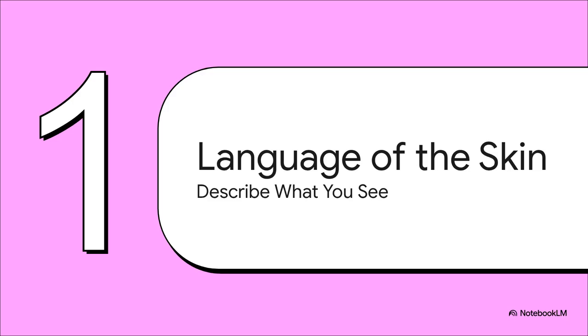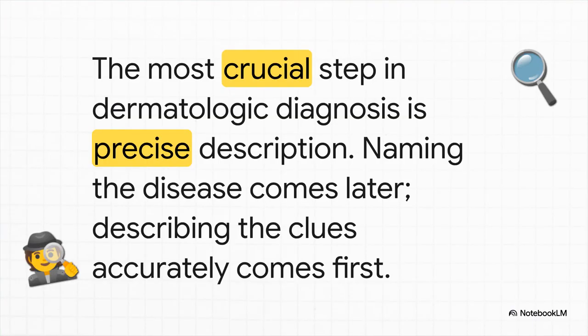You can't name a disease if you can't even describe what you're looking at, right? So it all starts right here with the fundamental vocabulary. And this is probably the most important thing you'll hear today. Seriously, the absolute most crucial step is just describing what you see. Forget about the diagnosis for a second. Your first job is to be a good detective, and that means meticulously describing the clues. The name of the disease, that comes way, way later.